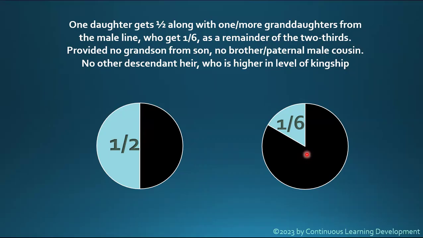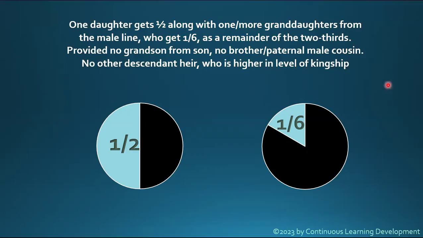Okay. So no brother, or a paternal male cousin. So here it means basically a biological brother or maybe a cousin brother from the paternal side, from the father's side. No descendant heir who is higher in level of kinship.